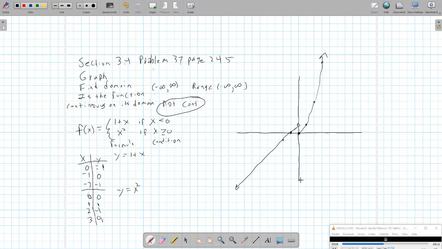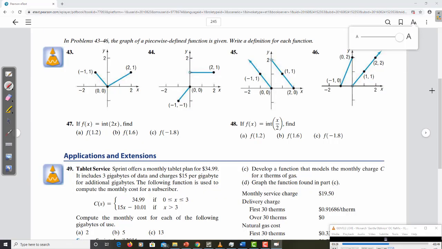Let's continue on. This is problem 44. Note we have a piecewise function given. We want to write a definition for the function. Well, you notice here we've got two segments. This tilted line and then this constant line. So the first one's really easy.